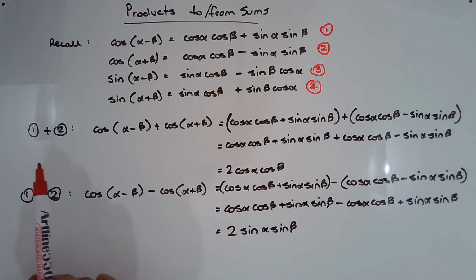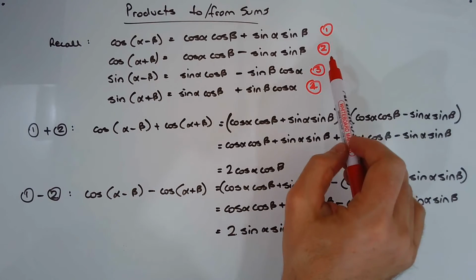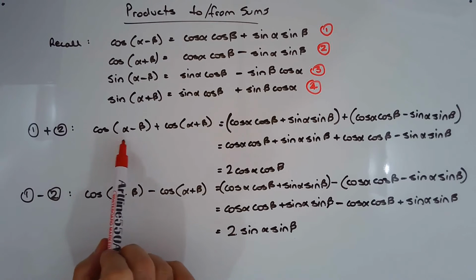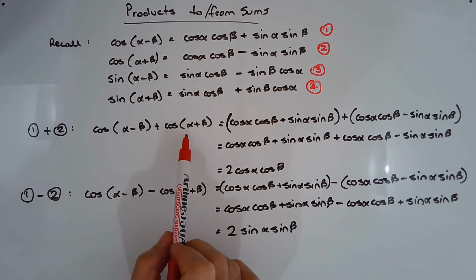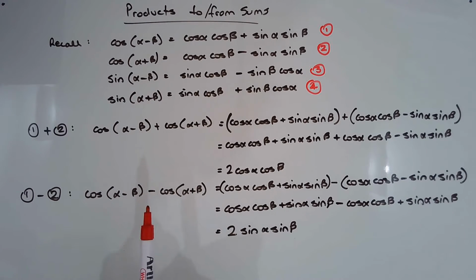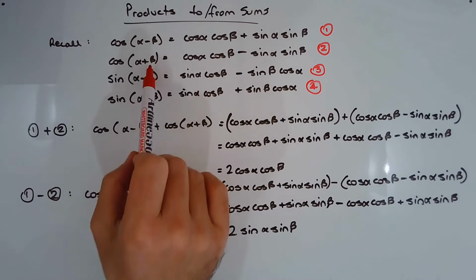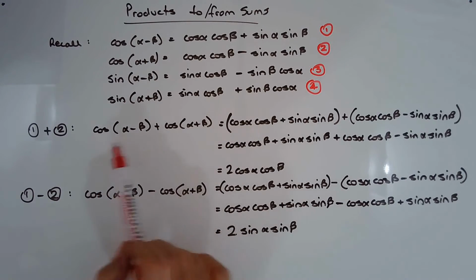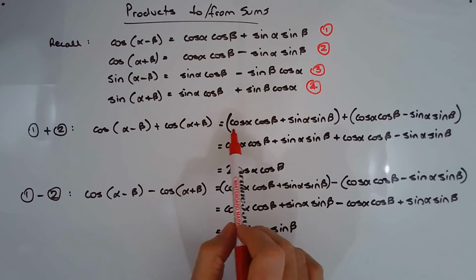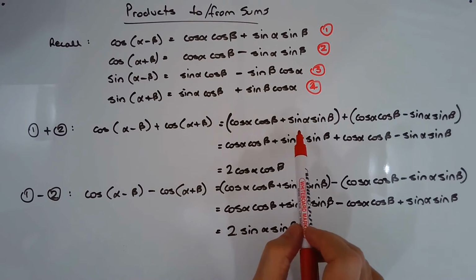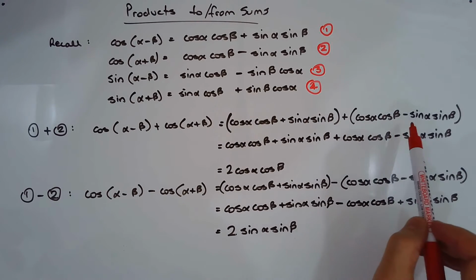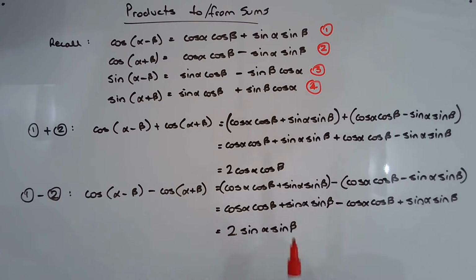Now let's see what happens if we take equation number one and then add it to equation number two. So on the left-hand side, we have cos of alpha minus beta plus cos of alpha plus beta. Okay, so that's these two added together. And that's equal to, if we expand the left-hand side, we have cos alpha cos beta plus sine alpha sine beta in brackets, plus cos alpha cos beta minus sine alpha sine beta, again in brackets.